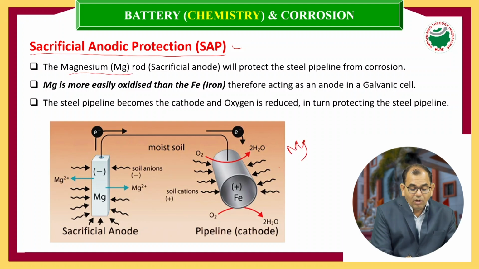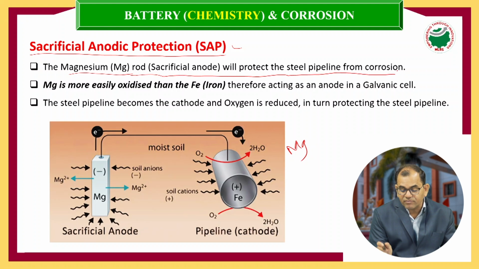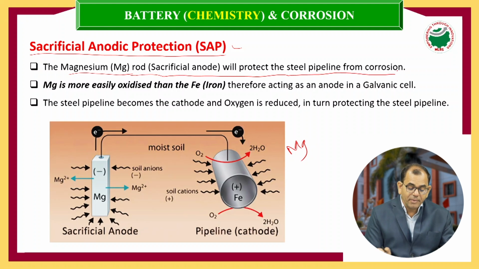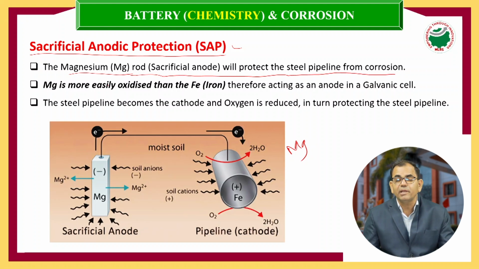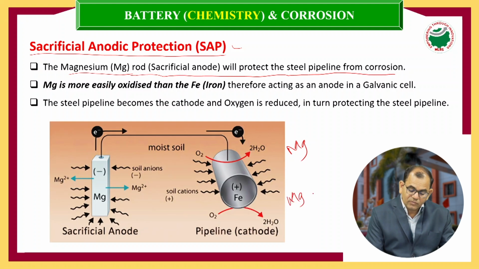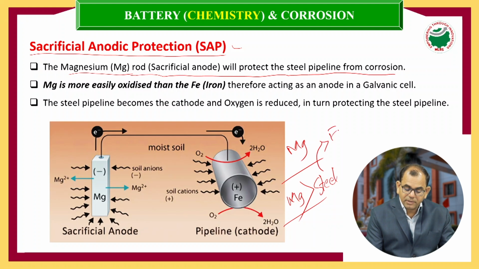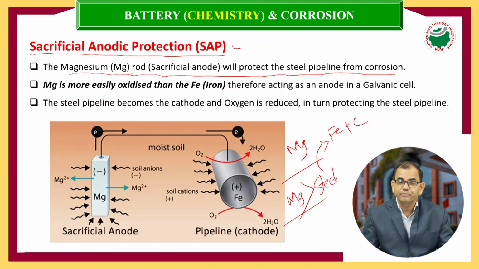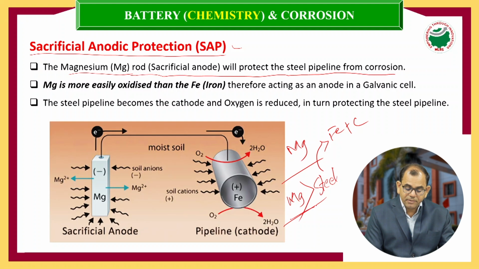magnesium rod will protect the steel pipeline from corrosion. Why is magnesium protecting the steel pipeline? Because the steel pipeline is nothing but iron and carbon, so iron and carbon is steel. Here magnesium is the more oxidizing metal.